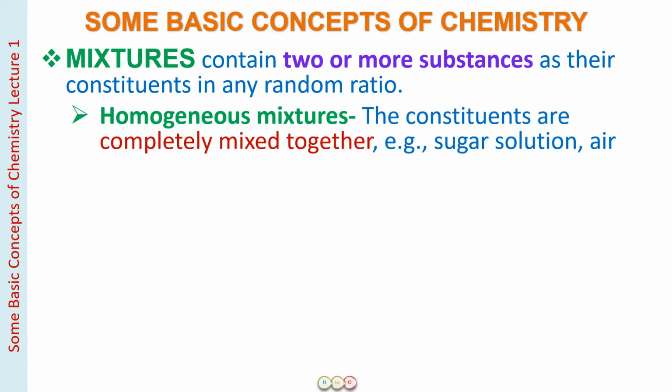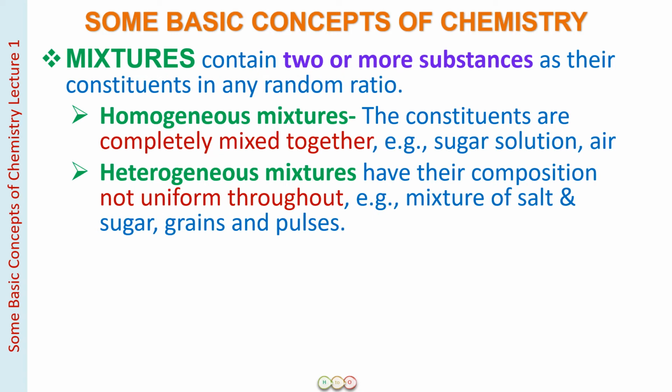We have two types of mixtures. The first are the homogeneous mixtures. Here the constituents are completely mixed together. For example, the sugar solution. After mixing, the sugar is evenly spread throughout the water. There is a complete mixing of sugar and water. Similarly, air. This is a homogeneous mixture of various gases like oxygen, nitrogen, carbon dioxide, and so on.